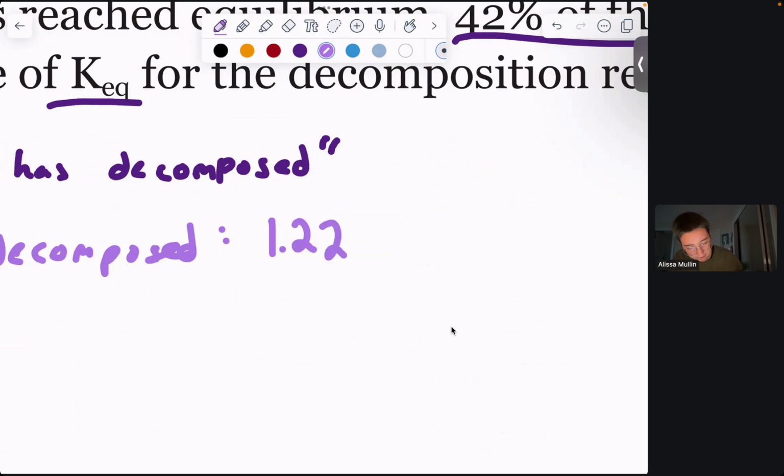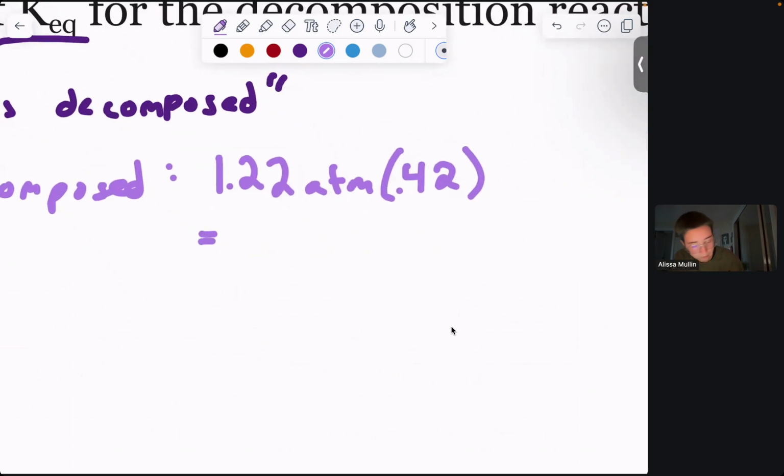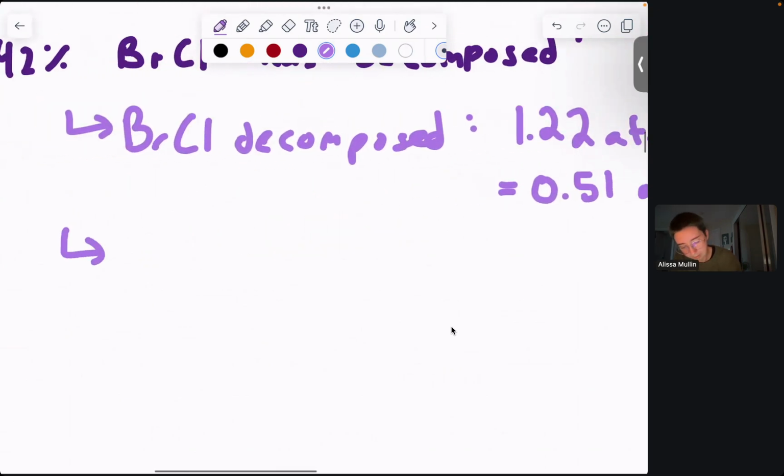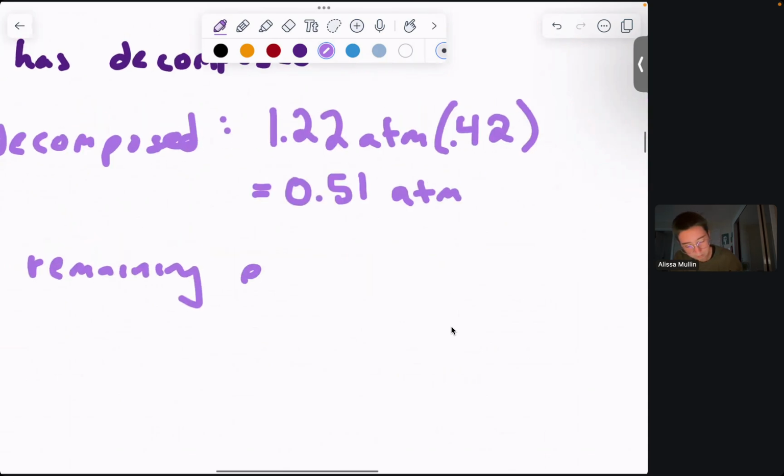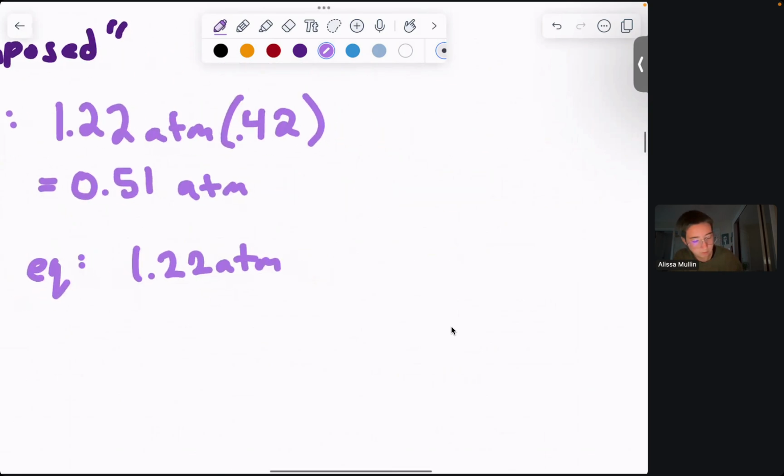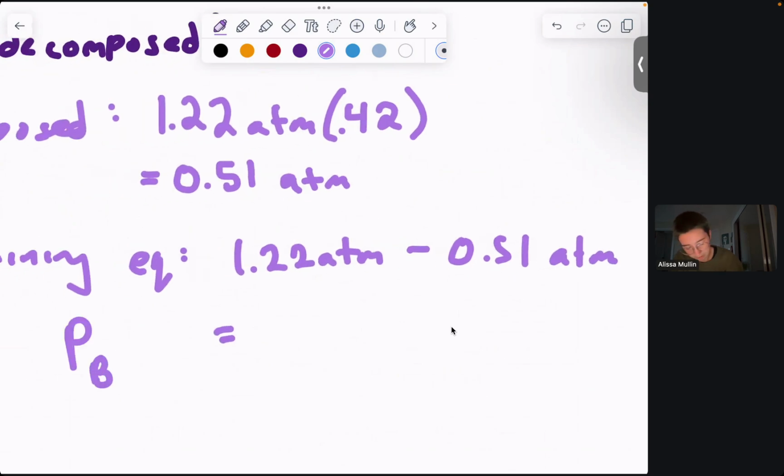I know I started with that many atm, right? And I know I have used up 42% of it. So that's how much got used up. And then that means that this much must be remaining, right? My starting amount minus that much. So my pressure of bromine monochloride at equilibrium is 0.71 atm.